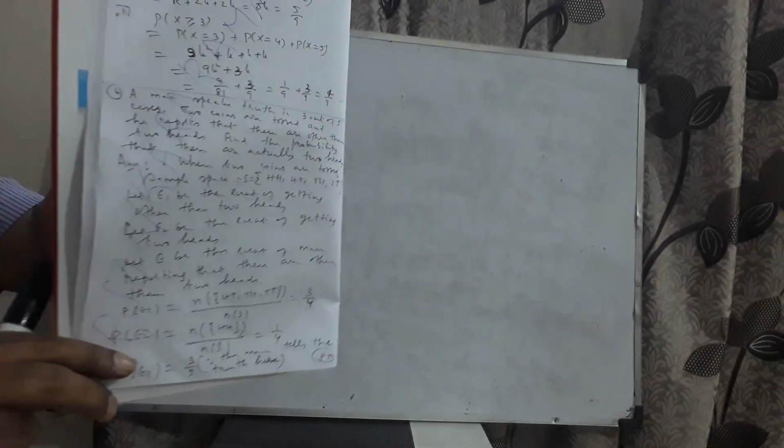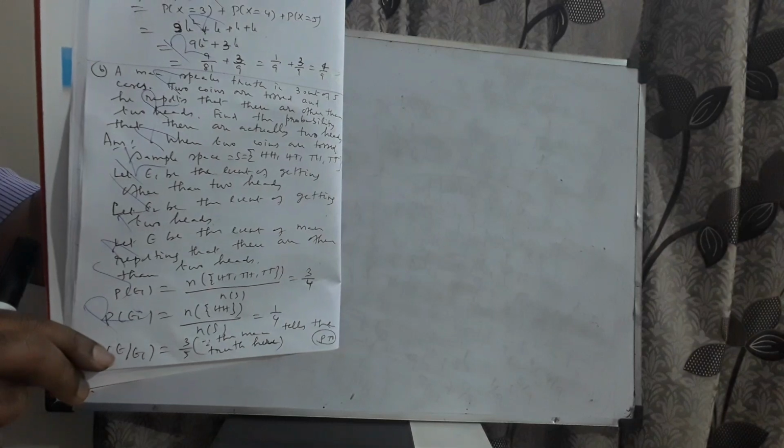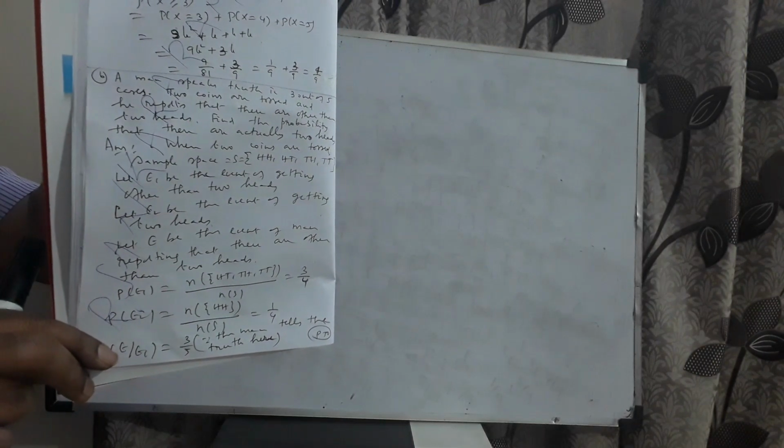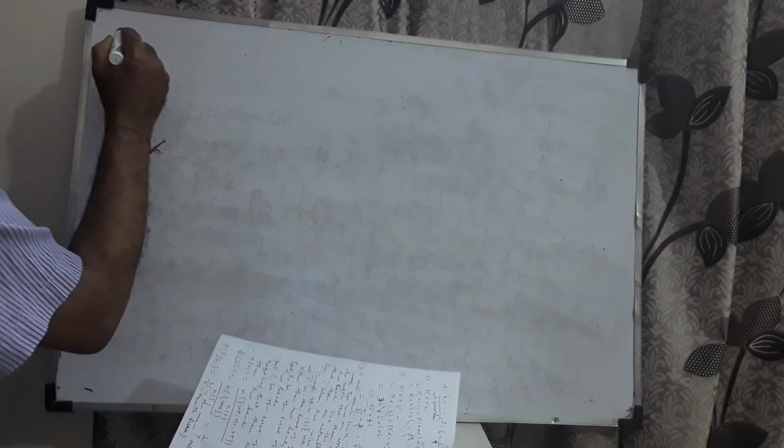Next question meant for today, it goes like this. A man speaks truth in 3 out of 5 cases. 2 coins are tossed and he reports that there are other than 2 heads. Find the probability that there are actually 2 heads. This is the question. I'll just show you the question. In this particular answer, I'll never use the word probability of man telling the truth. Just see how we go about it.